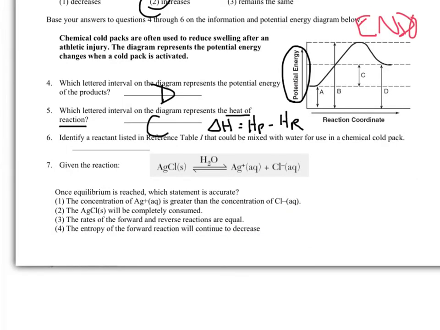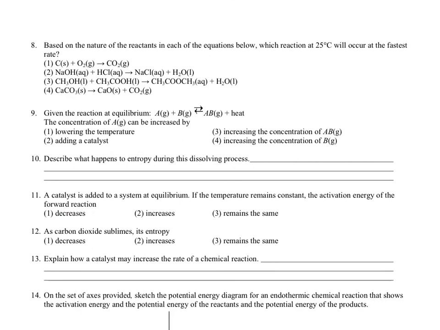Question number 7 is just again defining equilibrium. And remember that at equilibrium, rates are equal and concentrations are constant. The next question, we're asked to find which of the equations is going to be the fastest. So we have to recall the different factors that affect chemical reactions. And one of the major factors is the nature of chemical reactants. So recall that covalent reactions are much slower than ionic reactions.